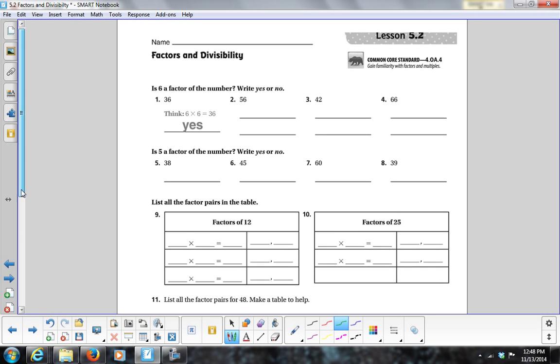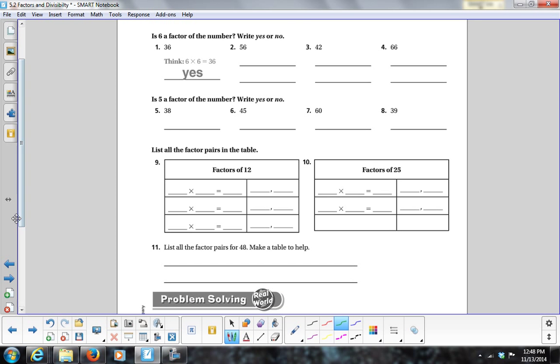All right, here's your homework. For numbers 1 through 4, we want to know if 6 is a factor of a number. So you're going to write yes or no. I'm going to start with 42 because that's easy, because I know that 6 times 7 is 42. So this is a yes. For 5 through 9, you're going to see if 5 is a factor of the number. Remember the divisibility rule. If you don't remember, go back and look. I'm not going to help you on those.